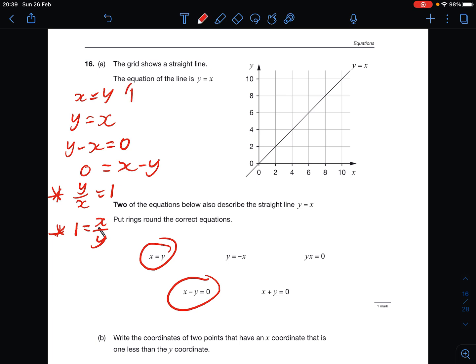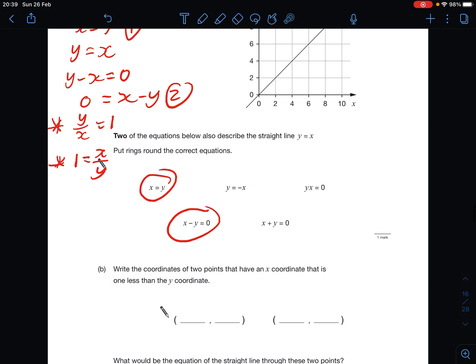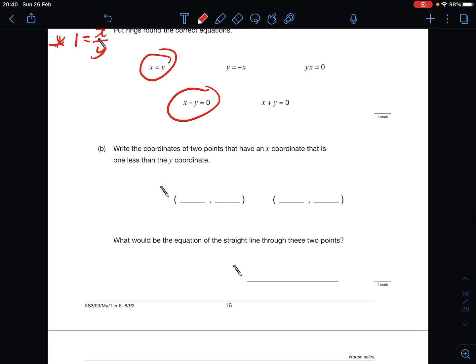So 1 and 2. Okay, x plus y equals 0 doesn't work. Think about the point here, 2, 2. 2 plus 2 is equal to 0, that's not true. 2 is not equal to minus 2, that doesn't work. And 2 times 2 is not equal to 0.